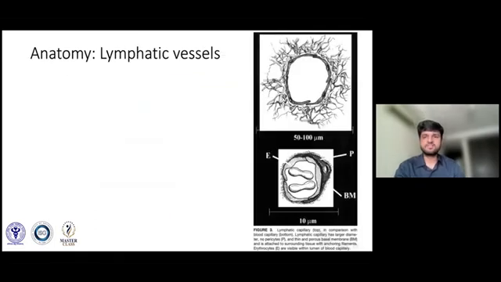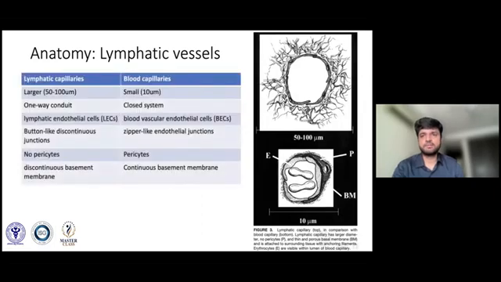The lymphatic vessels are something that we do not come across that frequently, but anatomically they are very similar to capillaries, although there are some marked differences. Firstly, they are larger, almost 5 to 10 times larger than a standard blood capillary. It's a one-way conduit composed of lymphatic endothelial cells. The endothelial junctions are different, the pericytes are different, and the basement membrane is different.